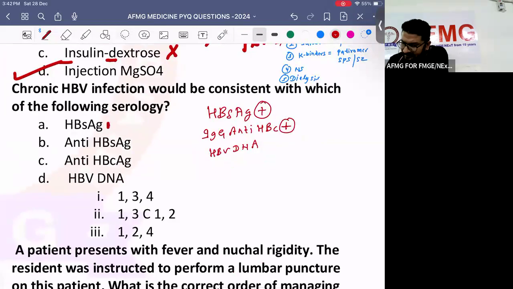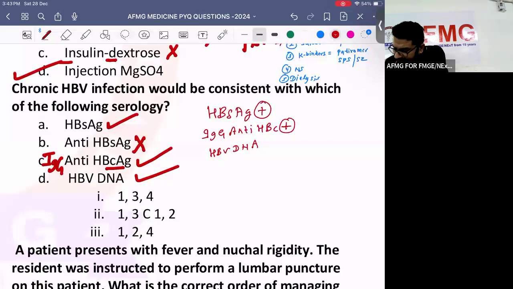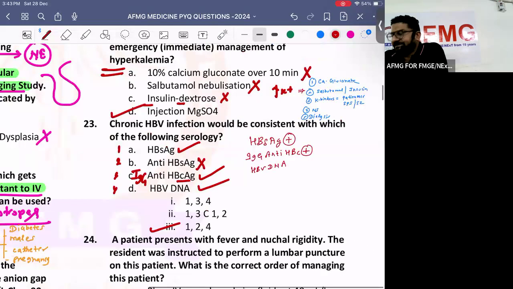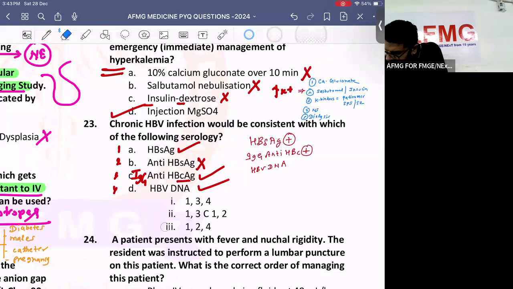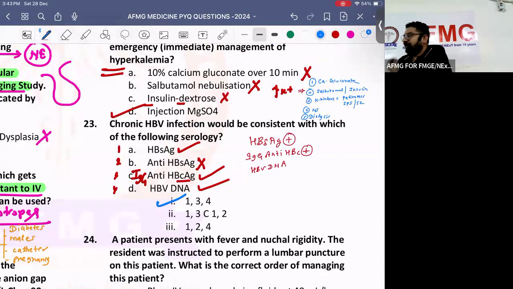In chronic, surface antigen should be positive, yes. Anti-HBs antigen, no. ये तो cured हो जाएगा, or it could be like late remote infection. Anti-HBC we need, yes. But which anti-HBC we need? IgG. And HBV DNA we need, yes. So answer will be A, C, D. Or I can say, let's 1, 2, 3, 4. So it will be 1, 2, 4. 1, 3, 4. Sorry. Clear? So answer will be 1, 3, 4.